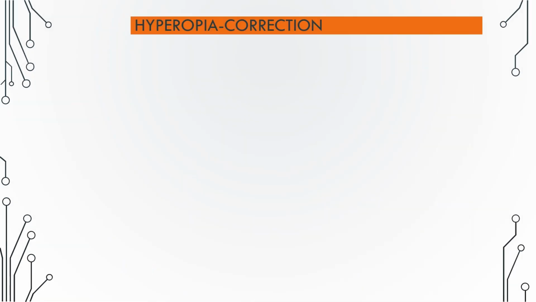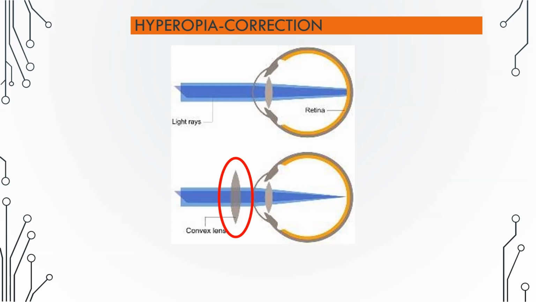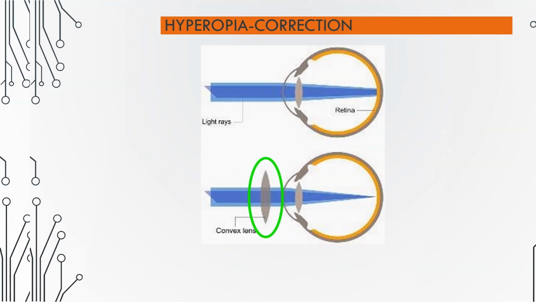The corrective lens that we use for hyperopia is the convex lens, which is otherwise known as a converging lens. So when you use the convex lens, this will bend the light rays inward. So the focus will be directly on the retina. So the corrective lens for hyperopia is the convex lens.